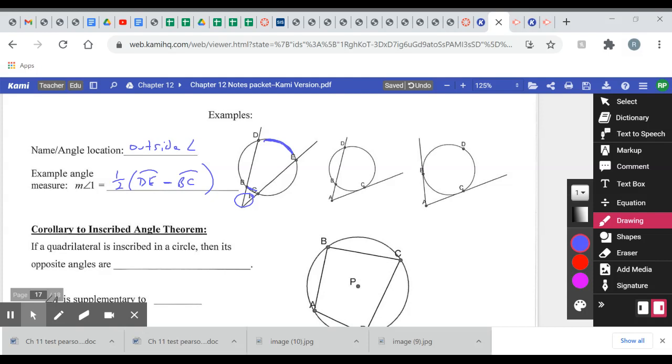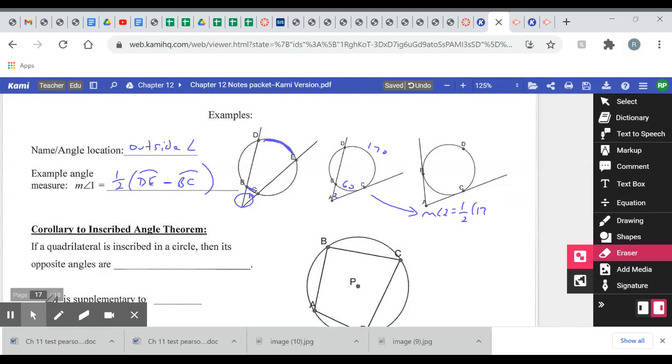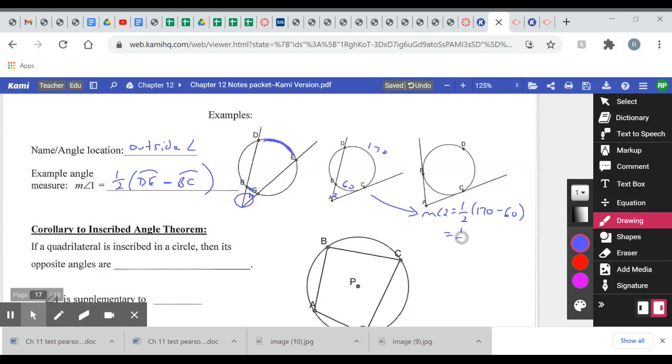If we look at a specific example of that, say we wanted to figure out what angle 2 is, and this arc is 170 and this arc is 60. The measure of angle 2 is equal to 1/2 of 170 minus 60. So 1/2 of 110, and then I end up with 55.